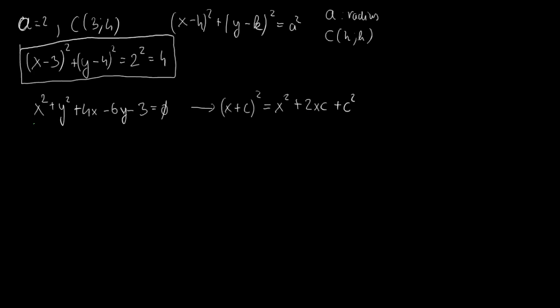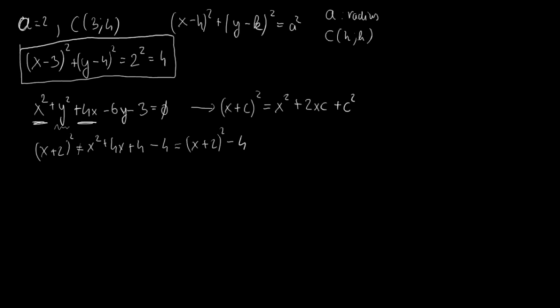We can see that there is an x squared here and there is a 4x, so it will be something like x plus 2 squared, but x plus 2 squared equals x squared plus 4x plus 4, and we don't need the plus 4, so we will subtract 4 from it, and it will look something like this: x plus 2 squared minus 4. And this is the exact same thing that we have here.